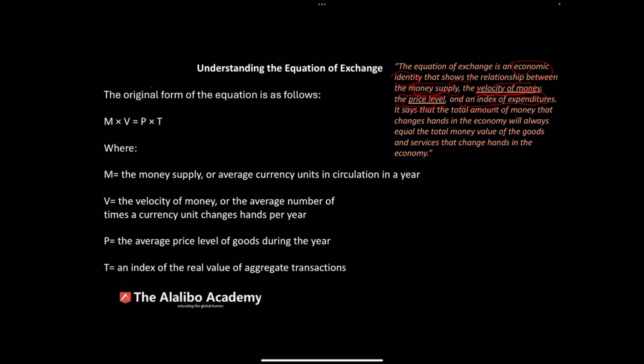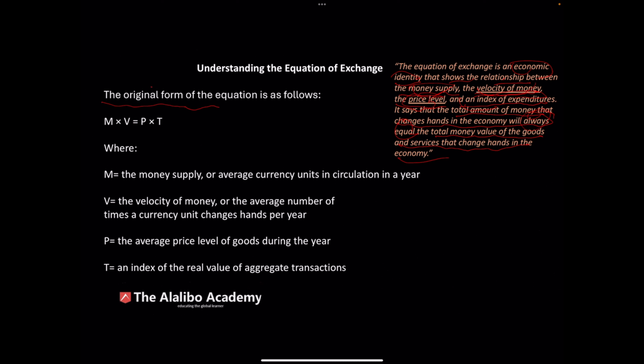Then it says that the total amount of money that changes hands in the economy will always, and this is a key word, always, right? There's never a deviation, will always equal the total money value of the goods and services that change hands in the economy, right? So take note of this definition of the equation of exchange. It's important to understand this definition as foundational knowledge as we move forward to the formula.